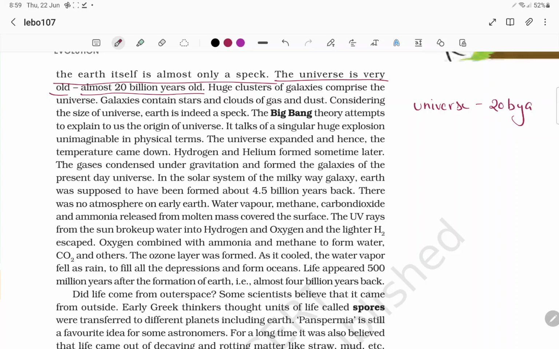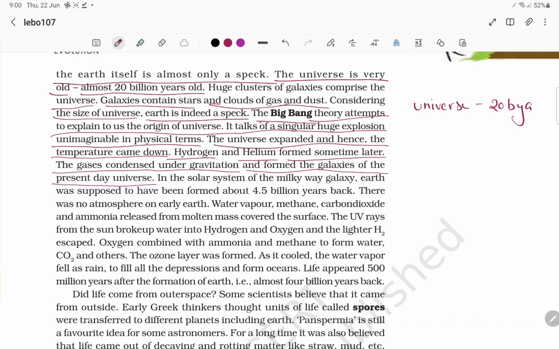Huge clusters of galaxies comprise the universe. In one universe, you have many galaxies. Galaxies means it contains stars, clouds of gas and dust. So considering the size of the universe, Earth is indeed a speck. We have to remember the Big Bang theory attempts to explain the origin of the universe. So let's talk about the singular huge explosion, unimaginable in physical terms. The universe expanded, hence the temperature came down. Hydrogen, helium formed sometime later. The gases condensed under gravitation and formed the galaxies of the present day universe.